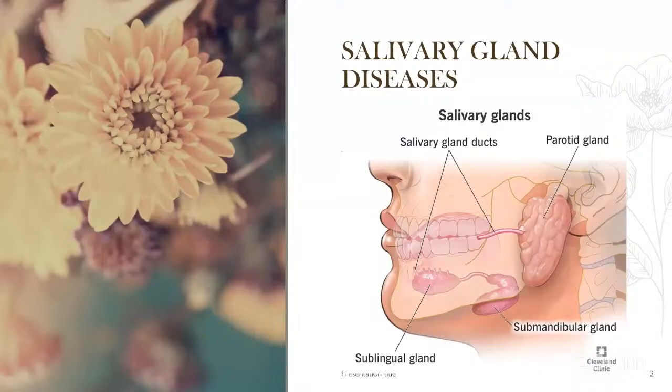So the topic of today is salivary gland diseases. We know that we have three pairs of major salivary glands: the parotid, the submandibular, and the sublingual salivary gland, and minor salivary glands distributed throughout the oral cavity, which occur on the labial mucosa, tongue, palate, buccal mucosa, etc. Now, examination of salivary glands is an important one.